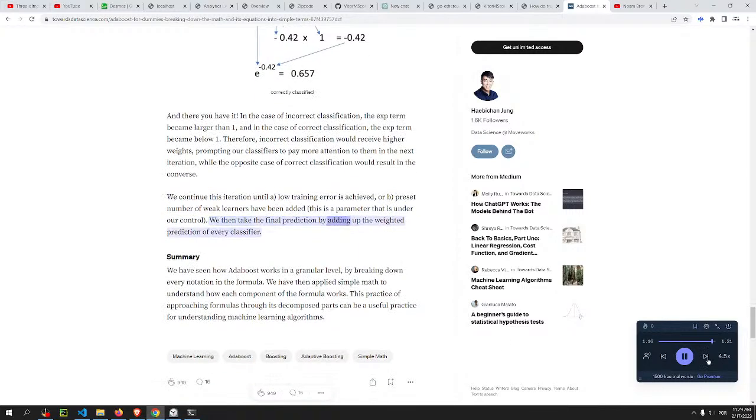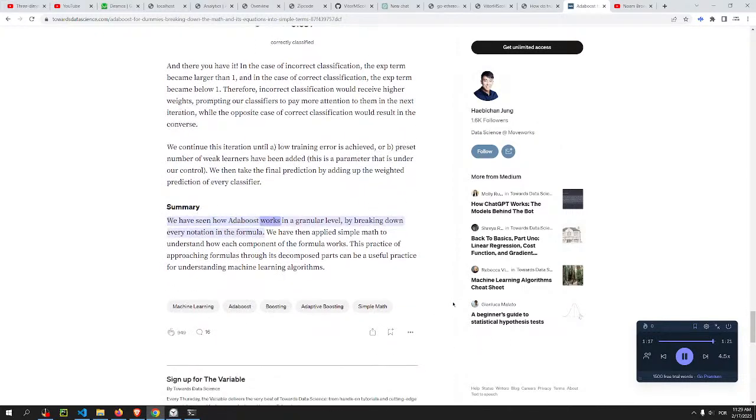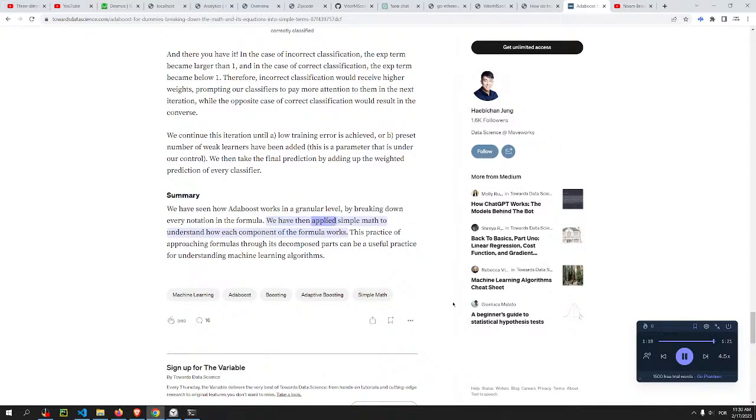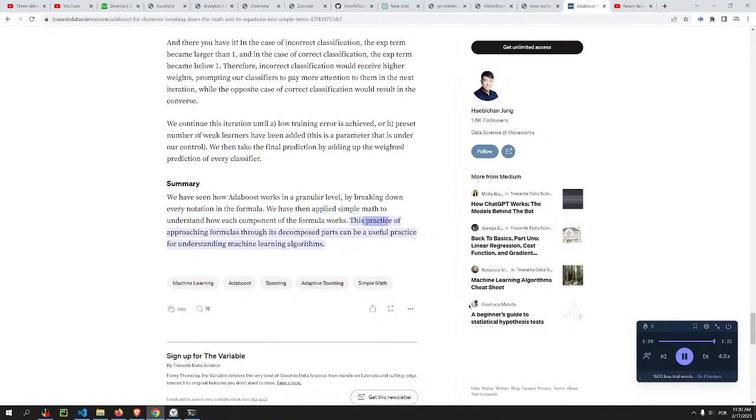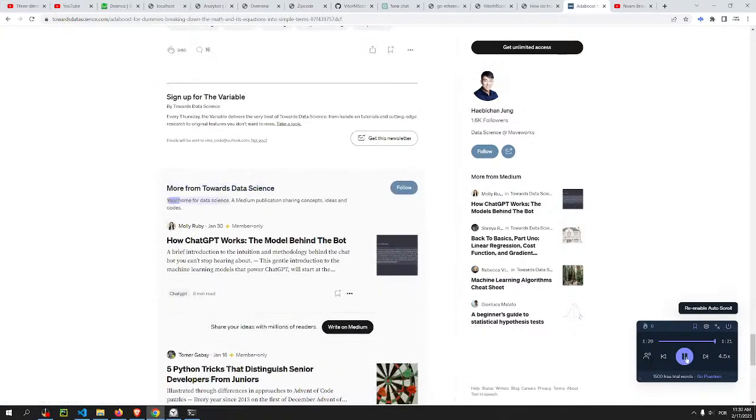We then take the final prediction by adding up the weighted prediction of every classifier. We have seen how AdaBoost works at a granular level, by breaking down every notation in the formula. We have then applied simple math to understand how each component of the formula works. This practice of approaching formulas through their decomposed parts can be a useful practice for understanding machine learning algorithms. More from Towards Data Science.